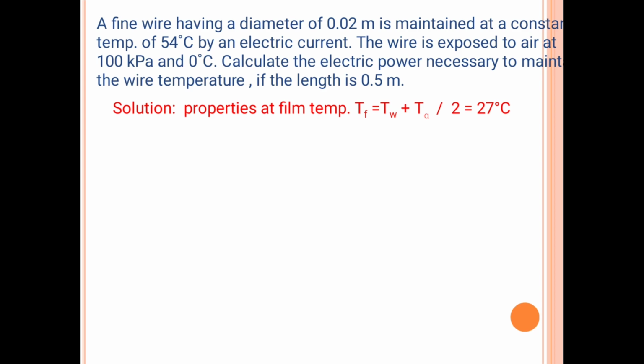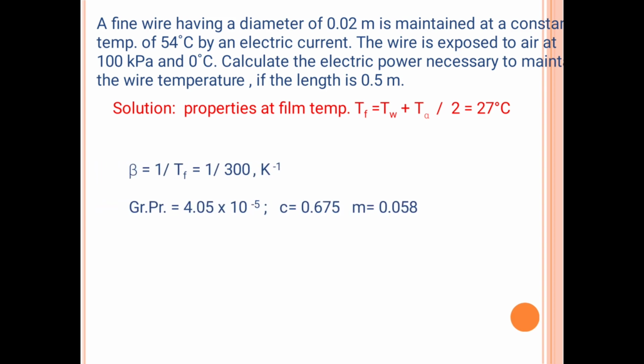Next problem. A fine wire having a diameter of 0.02 meter is maintained at a constant temperature of 54 degrees Celsius by an electric current. The wire is exposed to air at 100 kilopascal and 0 degrees Celsius. Calculate the electric power necessary to maintain the wire temperature if the length is 0.5. In this problem we are given the diameter, length, the temperature of the exposed air and the constant wire temperature. From that we can find the film temperature. Tf is equal to Tw plus T infinity divided by 2.